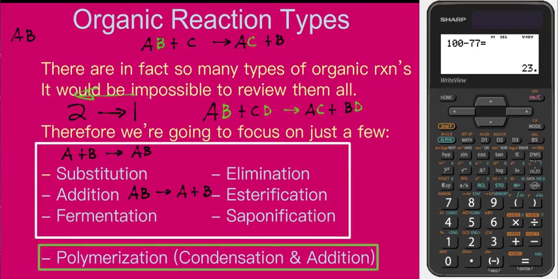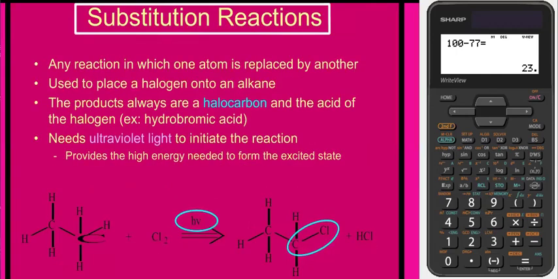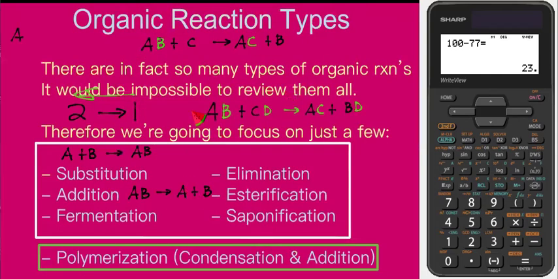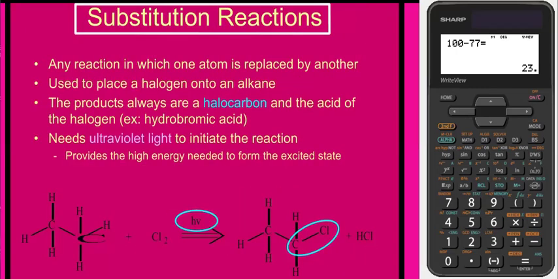Now we have explained a lot, so we're going to start with substitution. Here's substitution. Last time we spoke about ultraviolet light. It says any reaction in which one atom is replaced by another. We are just replacing one atom by another. One will go in there. It's a swapping, an exchange. Let's swap. That's what it is.